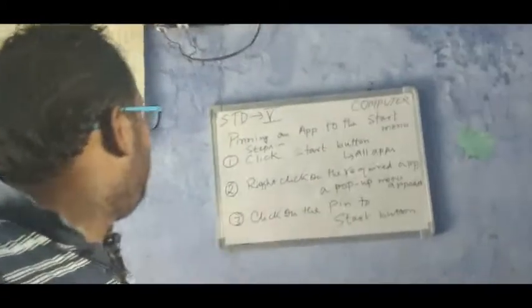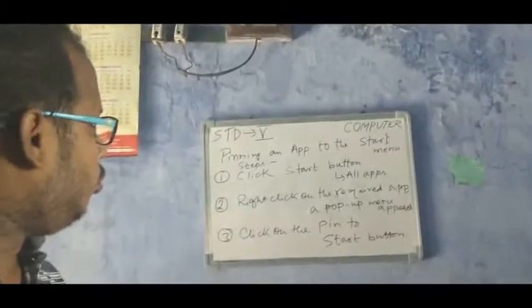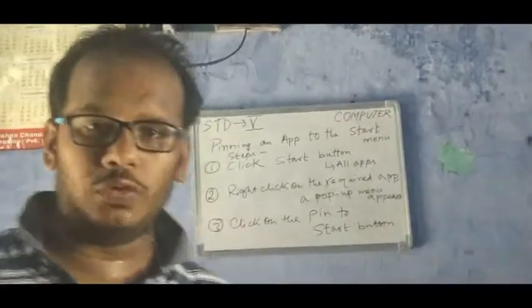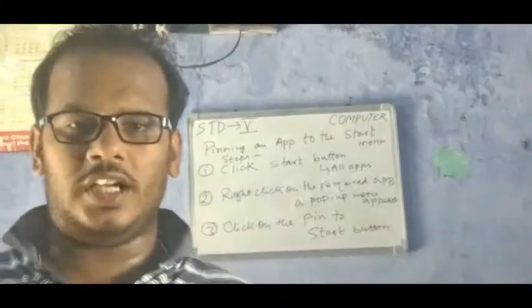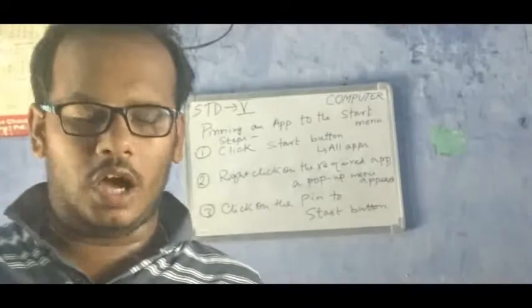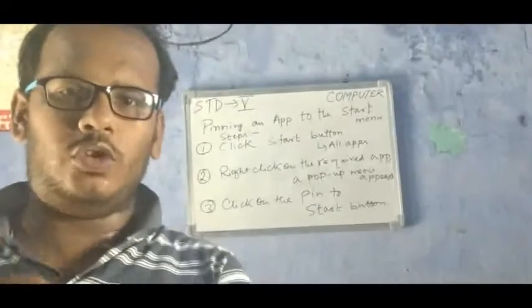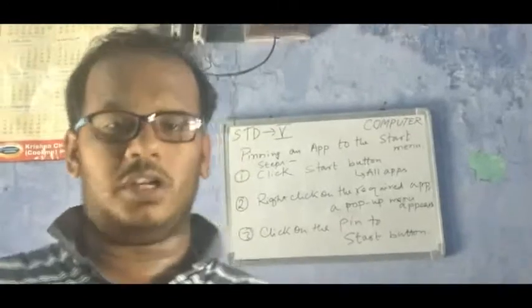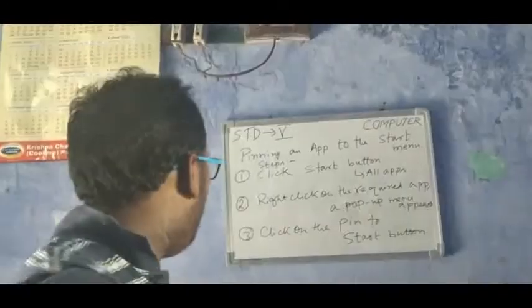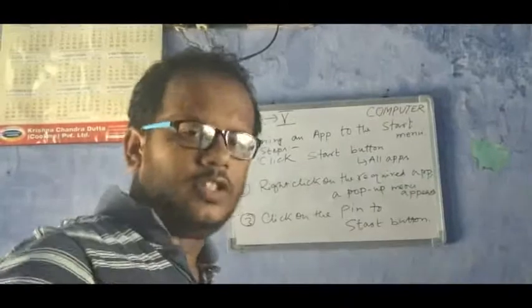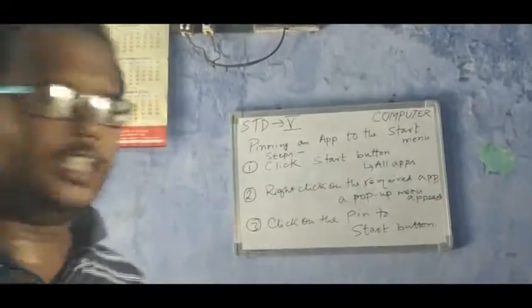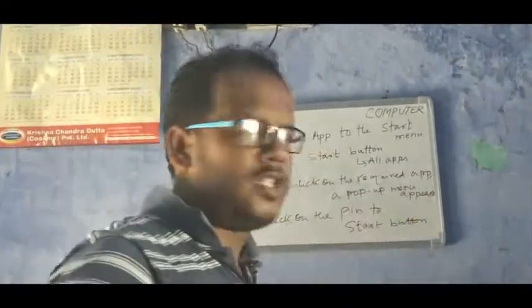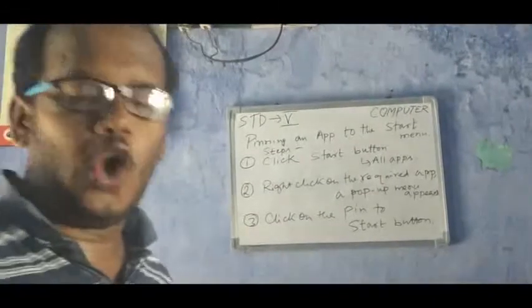Now, pinning an app to the start menu. How to keep an app in the start menu so that you can directly access that particular app from the start button. So what is to be done? First of all, you need to click on the start button, then you need to click on all apps.